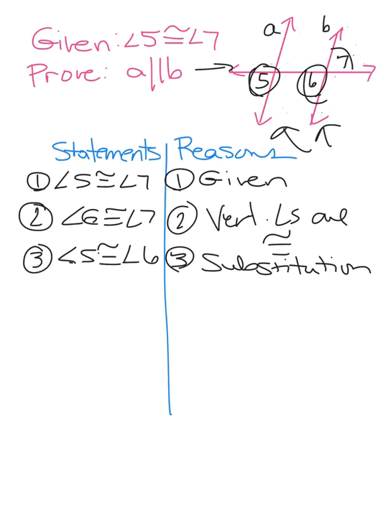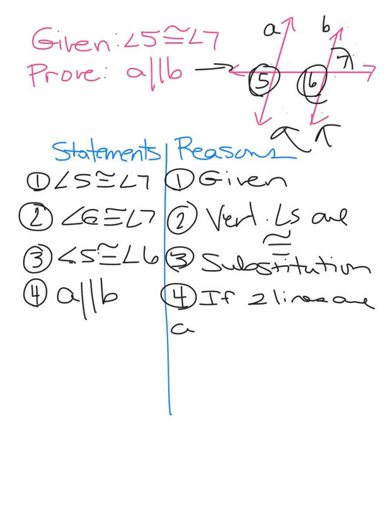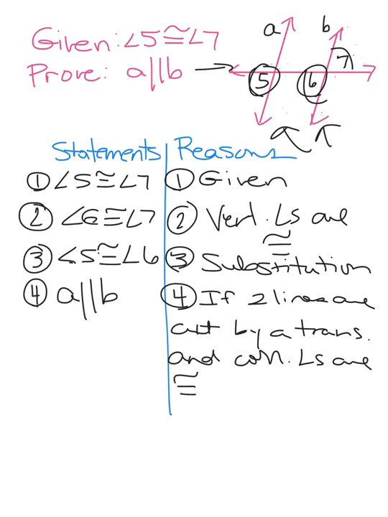So now that we have stated that angle 5 and angle 6 are congruent, I can say that line A and B are parallel. Line A is parallel to line B, and that is because if two lines are cut by a transversal, and corresponding angles are congruent, which we proved because 5 and 6 are congruent and they're corresponding, then the lines are parallel.